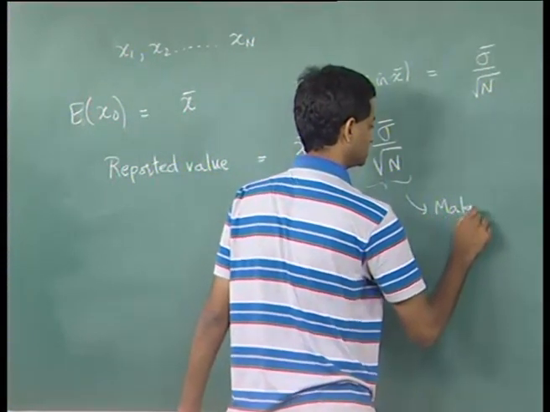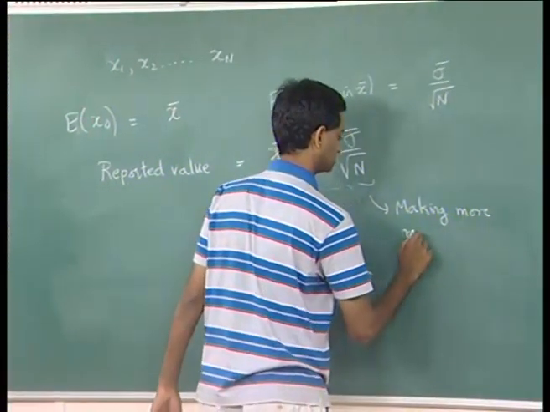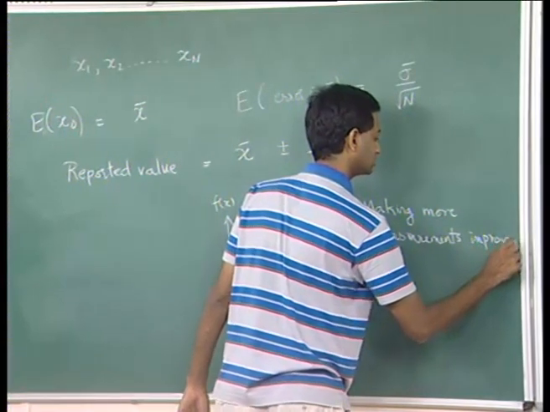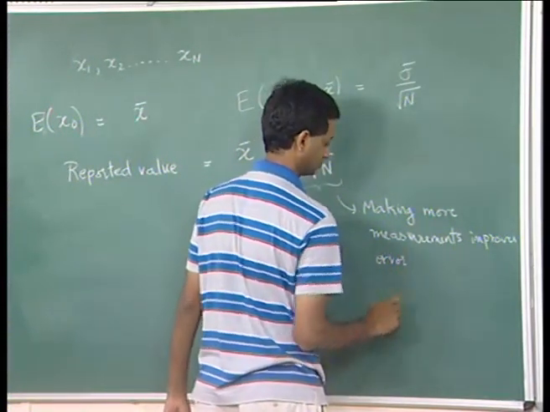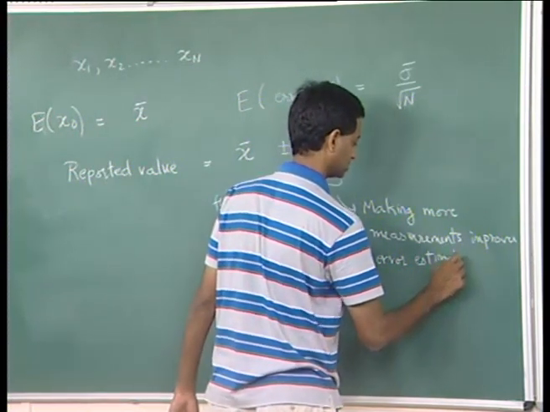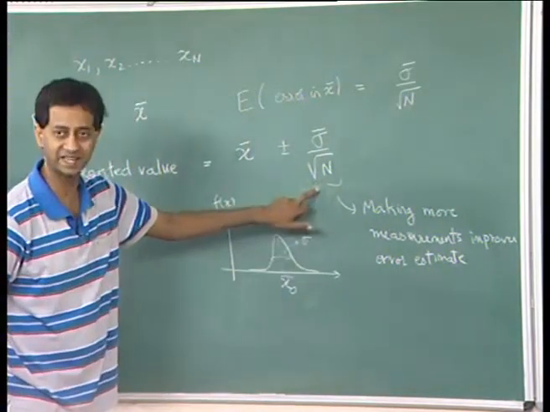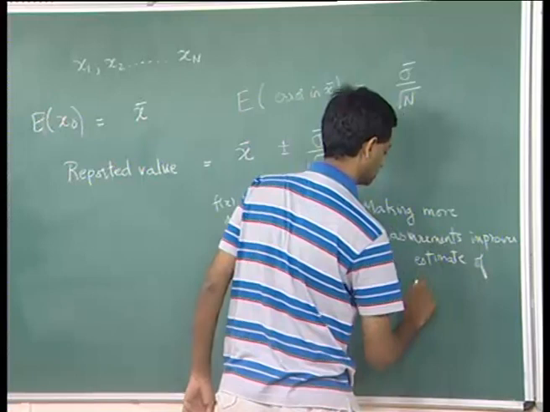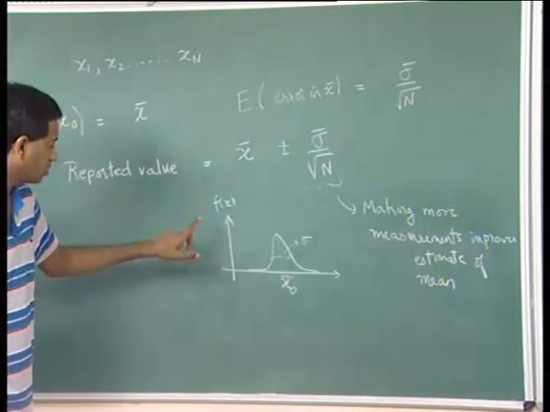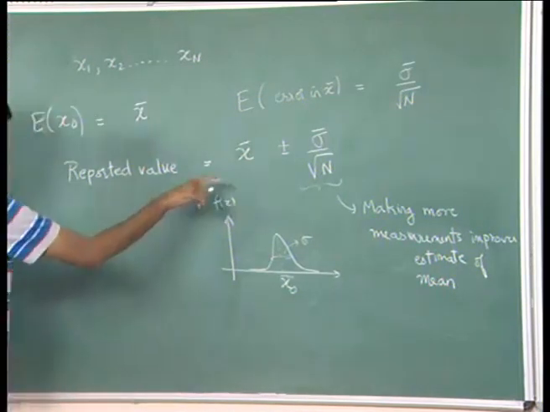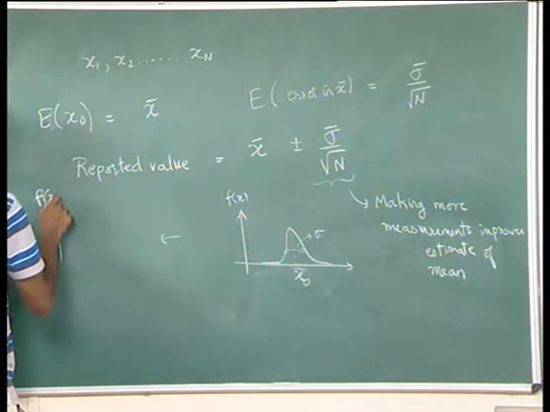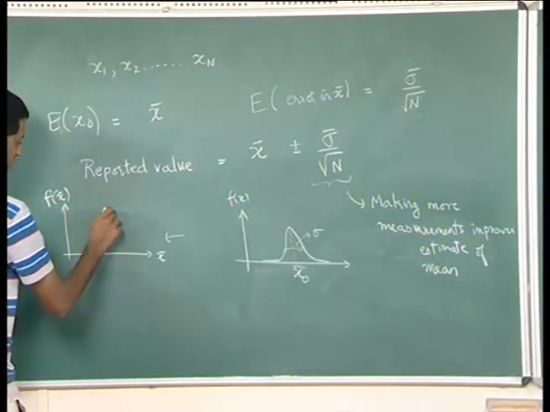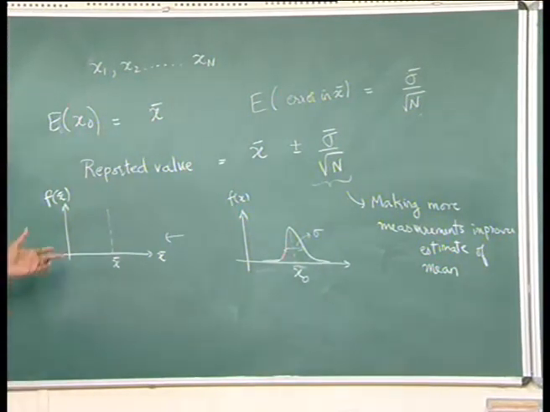So making more measurements improves the error estimate. In other words, it decreases the error estimate, that is, it improves the estimate of the mean. As you make more and more measurements, what you are reporting are values of x bar, and your estimate is based on the average.